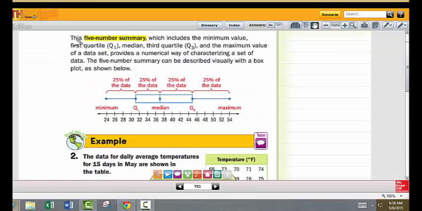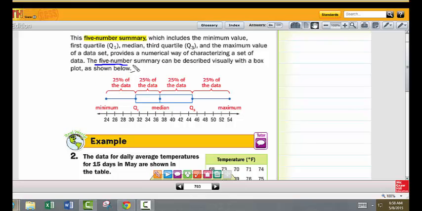So now to take that 5-number summary to the next step, we do this. The 5-number summary includes the minimum value, your lowest, then your first quartile, that's the middle of the lower half of the data, then the median, that's the very middle of the data, the third quartile, which is the middle of the upper half of the data, and then of course the maximum value, which would be the highest value of the data set. All of that provides a numerical way of characterizing a set of data.